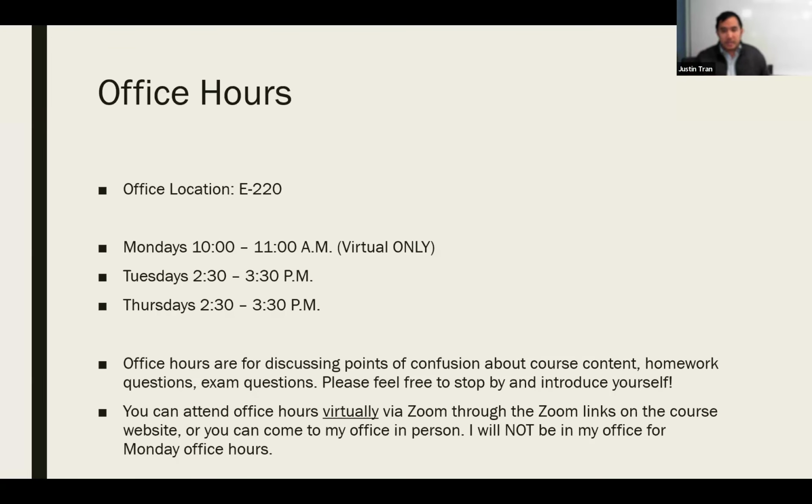Okay, so let's talk about office hours. My office is in the engineering building, like I mentioned before. It's in engineering 220, and my office hour times are the following. I have office hours 3 times a week. On Monday morning from 10 a.m. to 11 a.m. These ones are virtual only because I'm not on campus on Monday mornings, but I will be available on Zoom. And then I also have office hours Tuesday and Thursday from 2:30 to 3:30 p.m., which is right before the lecture. For Tuesdays and Thursdays, I will be in my office on those days, but you can also attend those on Zoom as well.